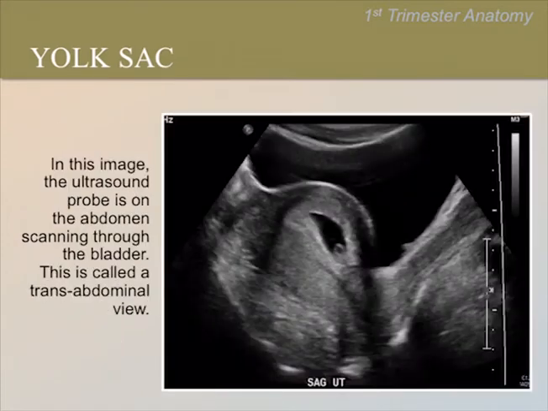In this image, the ultrasound probe is on the abdomen, scanning through the bladder to create a sagittal image. This is called a transabdominal view. Can you see the bladder, uterus, gestational sac, and yolk sac? Please pause the video now to discuss within the group.